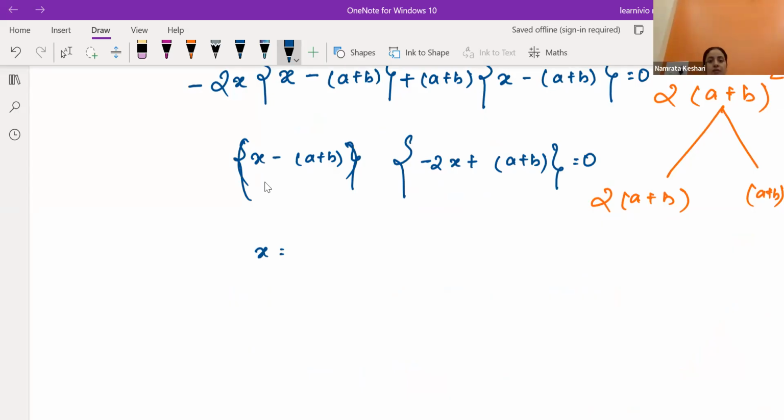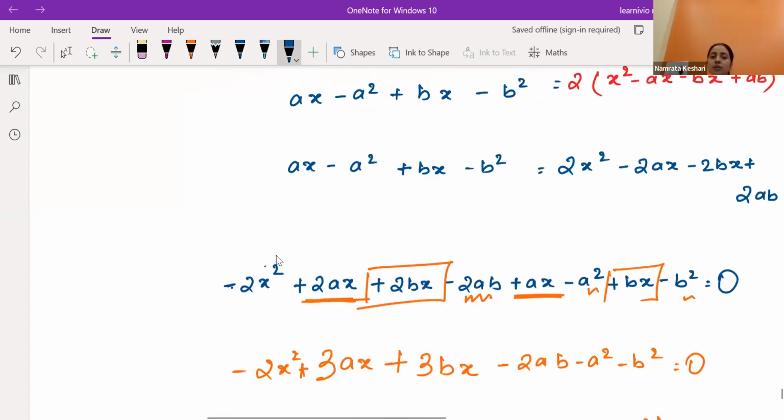The first exact value will be a plus b. The second one will be a minus a plus b divided by 2, minus 2, yes, sorry, divided by minus a minus 2 plus b divided by 2. So these are the two x values.